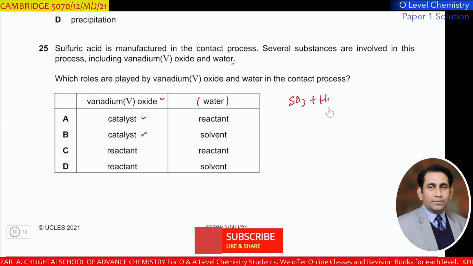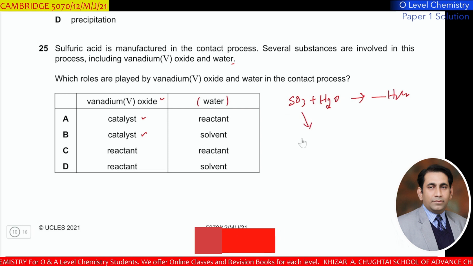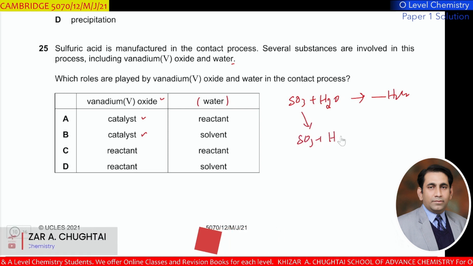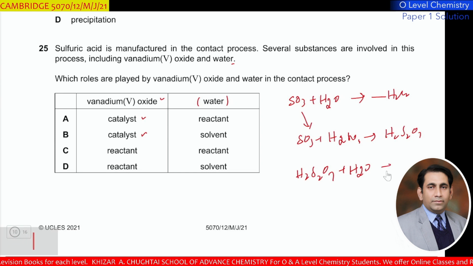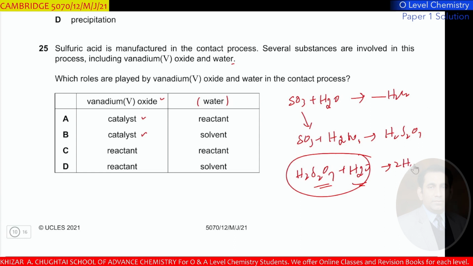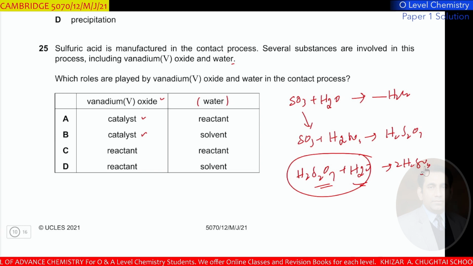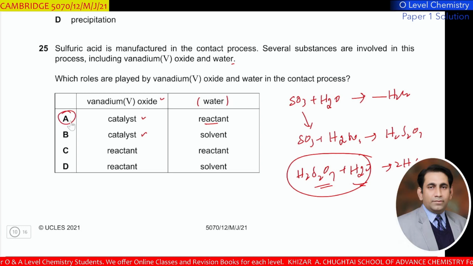SO3, when it is allowed to react with water, is a very vigorous reaction to make H2SO4. So we change the route, an alternative route. SO3 is mixed with H2SO4 to make oleum, H2S2O7, and again H2S2O7 is mixed with water, and water is going to react with this one. Overall, they are going to make 2 moles of H2SO4. So water is going to take part in the chemical reaction. It is behaving as a reactant. So A is the correct option.